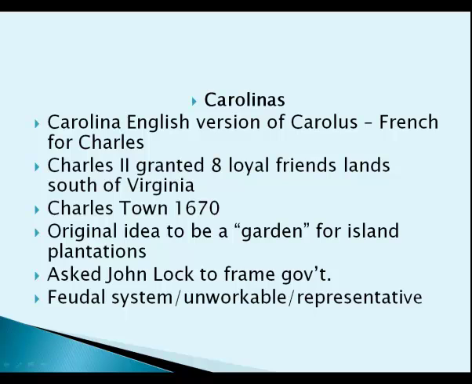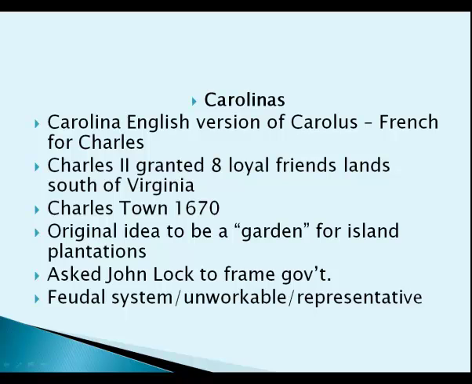Carolinas. Carolina actually is a word that's a French version of Carlos, French for Charles. Now, Charles II of England granted eight of his loyal friends land south of Virginia. And Charlestown was established in 1670. And the original plan was for the whole area to be a garden for the island plantations, because the less land you had to use for food, the more land you could grow sugar on.